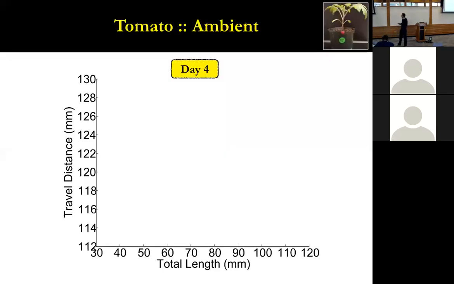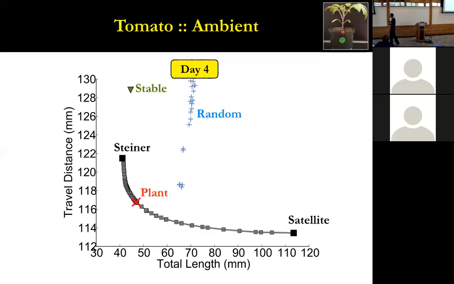Okay, and so then we tested the theory. I'm going to show you a bunch of plots that look like this now. So this is the same thing as I showed you before, with total length on the x-axis and the travel distance of the plant on the y-axis. And this is tomato ambient conditions on day 4. And really, to our surprise, there the plant was. It was right there on the Pareto front, on that curve. So this was the Steiner tree, that was a satellite, and there the plant was.